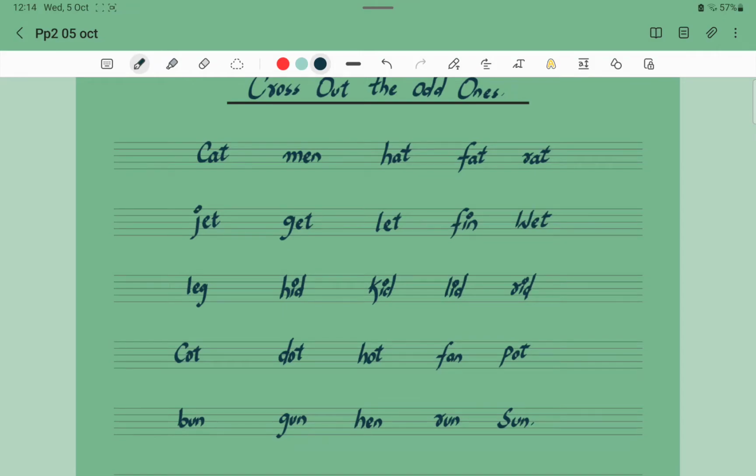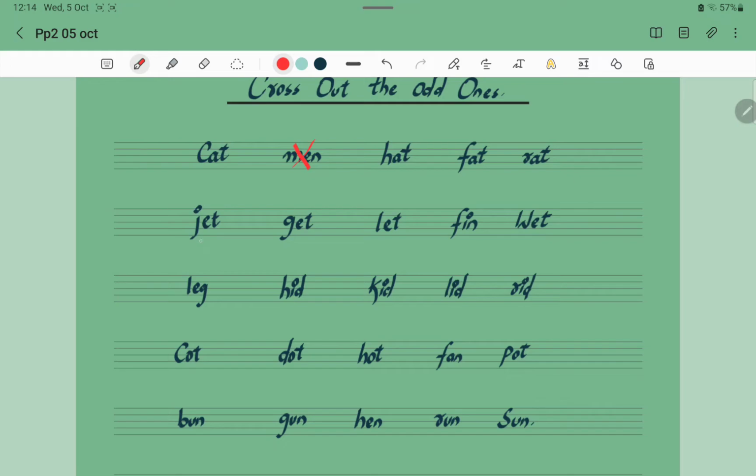Once read it. C-A-T, cat. M-E-N, men. H-A-T, hat. F-A-T, fat. R-A-T, rat. See, cat, hat, fat, rat, men. These four sound the same, but this sounds different. So this is the odd one.